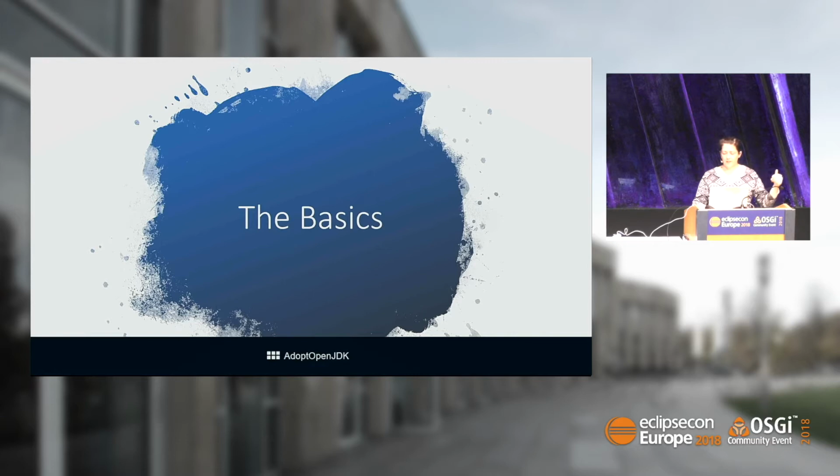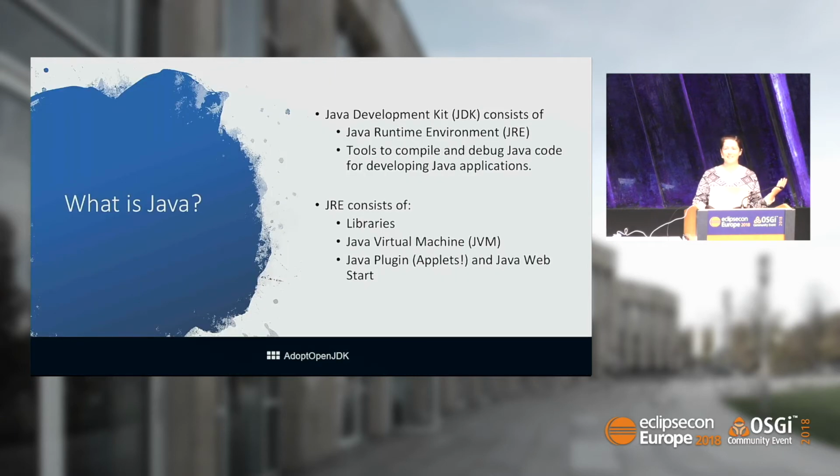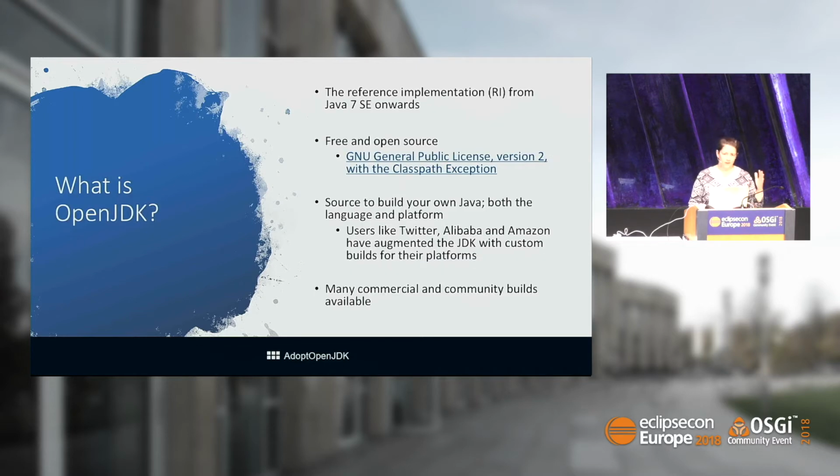So, diving right in, I'm going to start really basic. What is Java? Probably many people in this room already know what it is, but I'll briefly cover. A JDK, a Java Development Kit, consists of a JRE and some tools to compile and debug Java. So what is the JRE then? It's the class libraries, it's a virtual machine, and it's Web Start and some applets. Gliding through the first part because I want to get to the juicy bits.